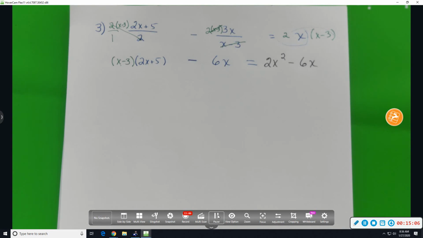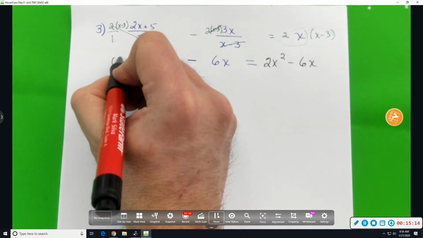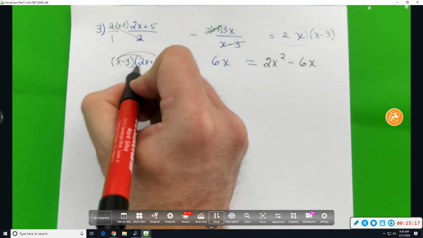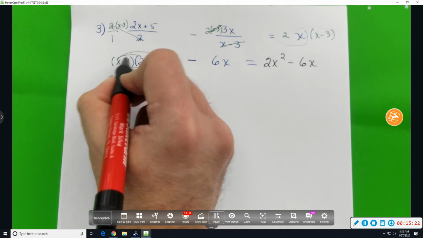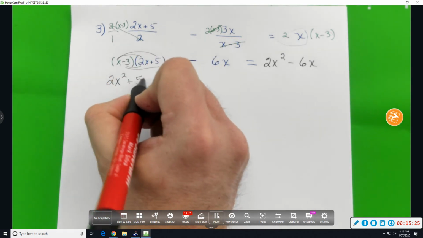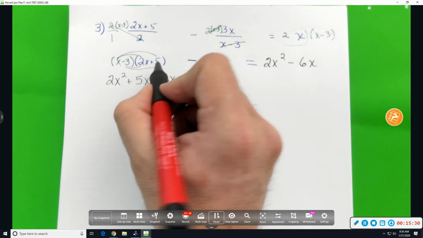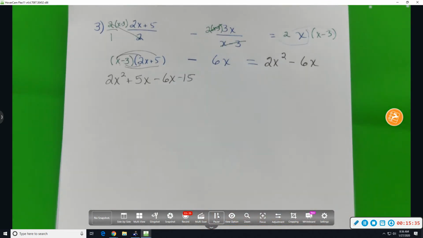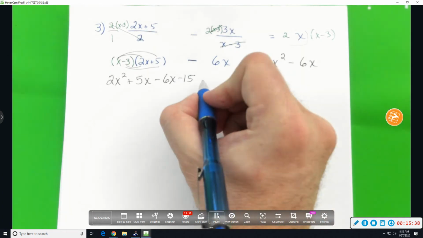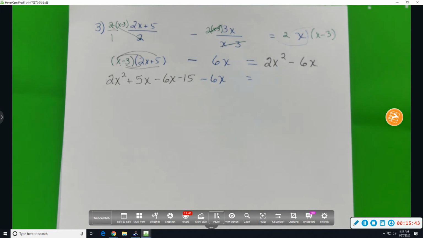Now, let's see. How are we going to go about solving this equation? Well, this one's kind of messy, let me tell you. We're going to have to FOIL out this x minus 3 times 2x plus 5. So we'd have 2x squared, then a plus 5x, a minus 6x, and a minus 15. Then we still have that blue minus 6x. Let me write that down. And over here on the right, we have the 2x squared minus 6x.